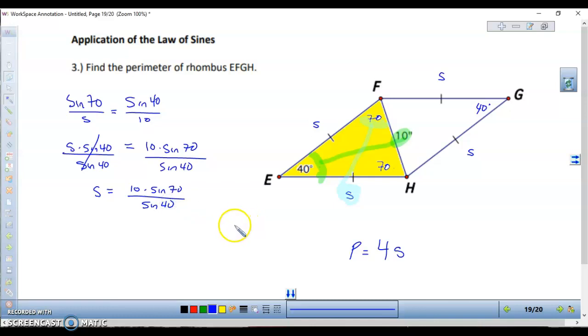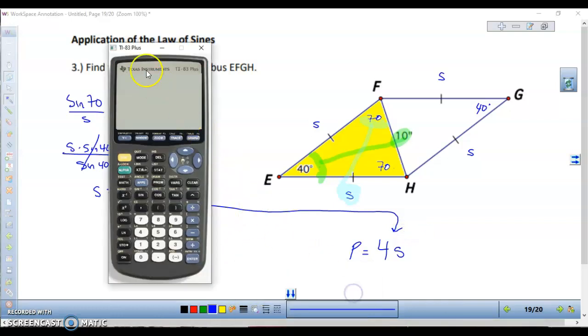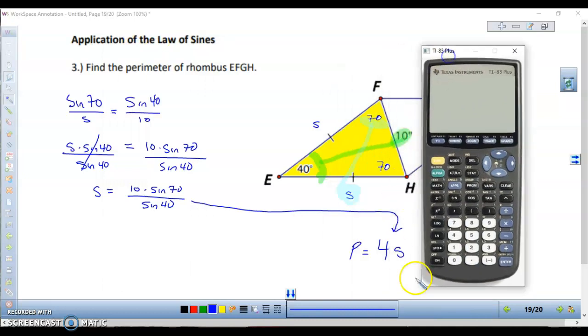All right, so what I'm going to do now is simply punch that in my calculator and then multiply it by 4. So I'll show you my work. Here we go. That's 10 times the sine of 70 divided by the sine of 40. And it gives me one side length.